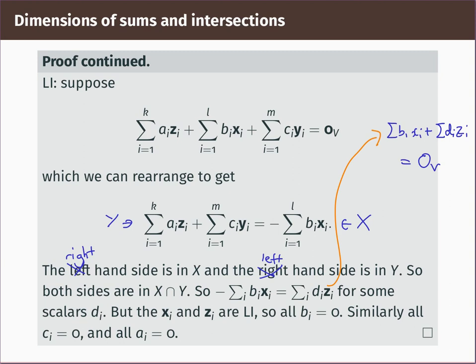But we could do a similar game with y's instead of x's, and that would prove that all of the c's were 0. And finally, if all the b's and c's are 0, then this expression at the top says that the sum of the aizi's is 0, but the z's were linearly independent because they were a basis of X intersect Y, so all the a's must be 0 as well. We've established that the a's, b's, and c's are all 0, and therefore we've proved linear independence of the set consisting of all the x's, all the y's, and all the z's.